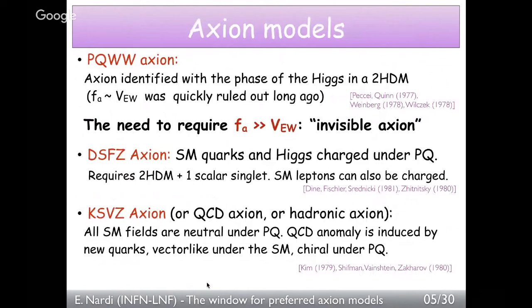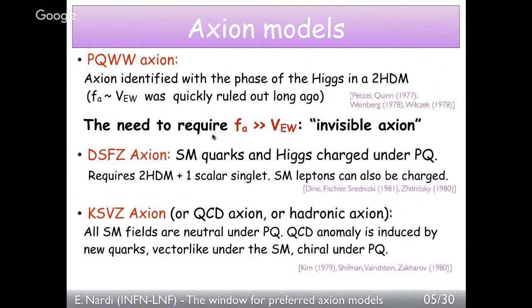Axion models. The first attempt was straightforward: identify the axion with the phase of the Higgs in a two Higgs doublet model. Two Higgs doublets, because that's the only way you can enforce a Peccei-Quinn symmetry. With one Higgs, you cannot. However, in this case, the vacuum expectation value is the electroweak value, written here. And this implies that the axion interacts too strongly with matter, with standard model particles. So this solution was ruled out quickly after being proposed.